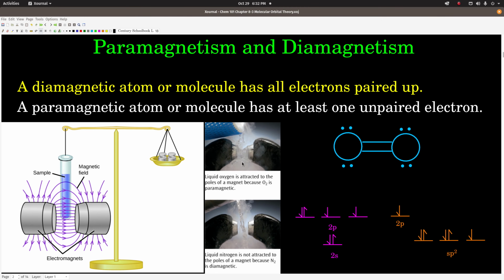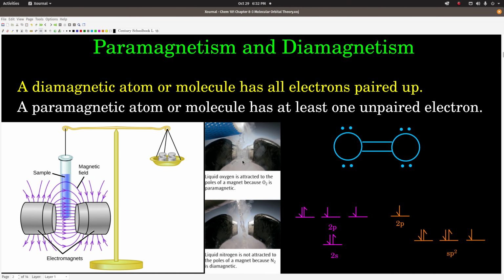Now, this picture over here, it's pretty cool. This is what really happens. The bottom picture here is liquid nitrogen, so N2. You pour nitrogen between the poles of a pretty strong electromagnet and it just goes right through because nitrogen is diamagnetic. But oxygen, liquid oxygen, on the other hand, does not go through. It gets stuck right in there. So there's no doubt that this experiment proves that the oxygen molecule is paramagnetic.